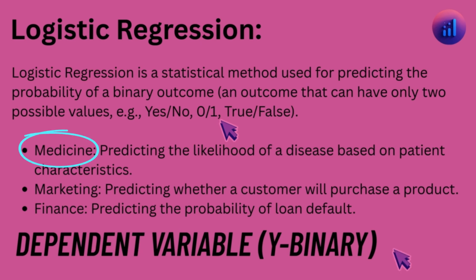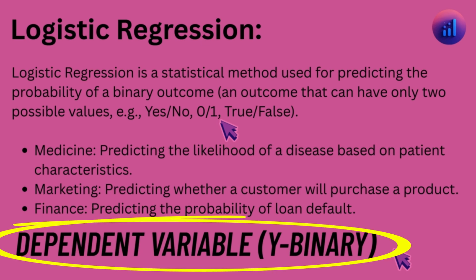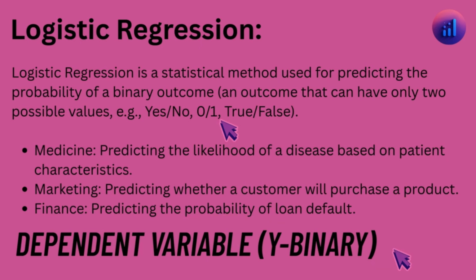In medicine, it can be used to predict the likelihood of a disease based on patient characteristics. In marketing, it can be used to predict whether a customer will purchase a product or not. In finance, it is helpful in predicting the probability of loan default. In simple words, when our dependent variable is binary, we can use logistic regression.